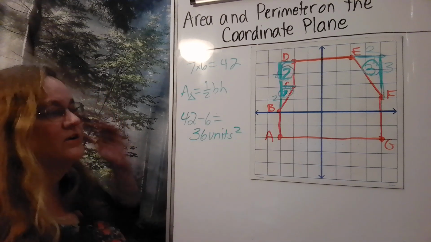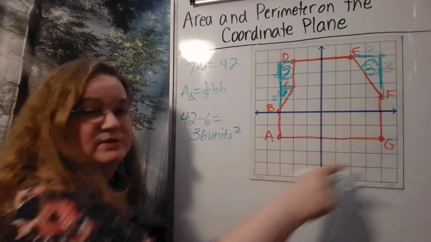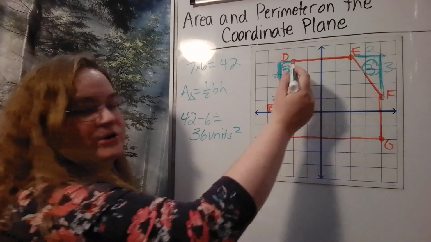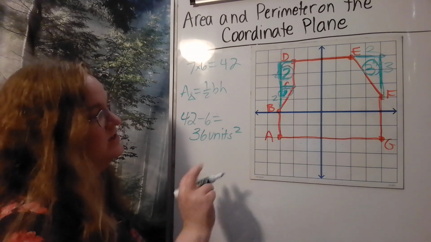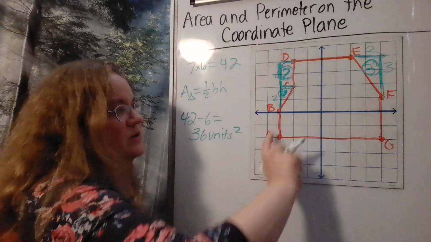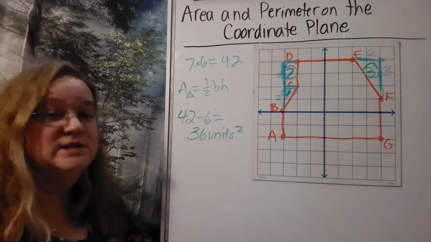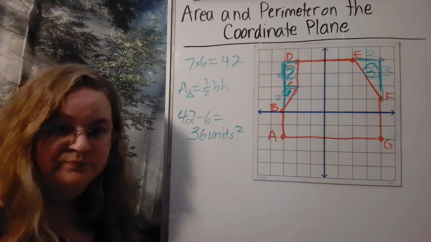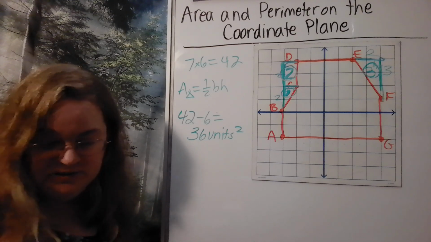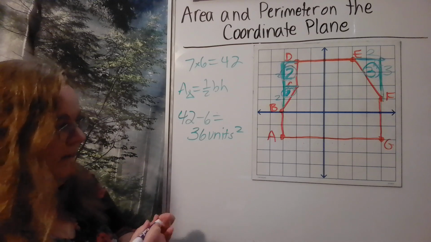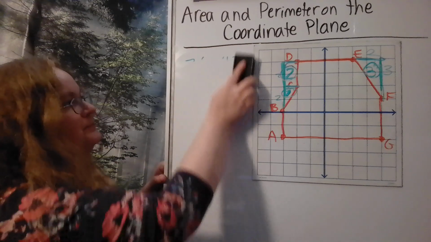Okay, now I could have broken this up into a bunch of different little pieces and added them all up, but there's going to be some weird shapes, and so it's probably the easiest in this case to treat it like a big one and then subtract off the pieces that I don't want, as opposed to doing the individual pieces. So let's look at perimeter. Go ahead and erase this.